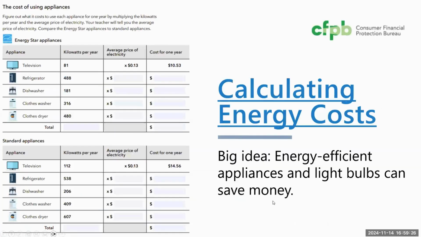Okay, next, our second lesson and our last little chunk for today is going to be calculating energy costs. What? That's random, right? Well, this is a little lesson from the Consumer Financial Protection Bureau that I just love. I find it very interesting. The big idea here is that energy efficient appliances and light bulbs can save money, right? We see the energy efficient stickers a lot, but what do they actually mean? And is it actually worth anything to us to do that?